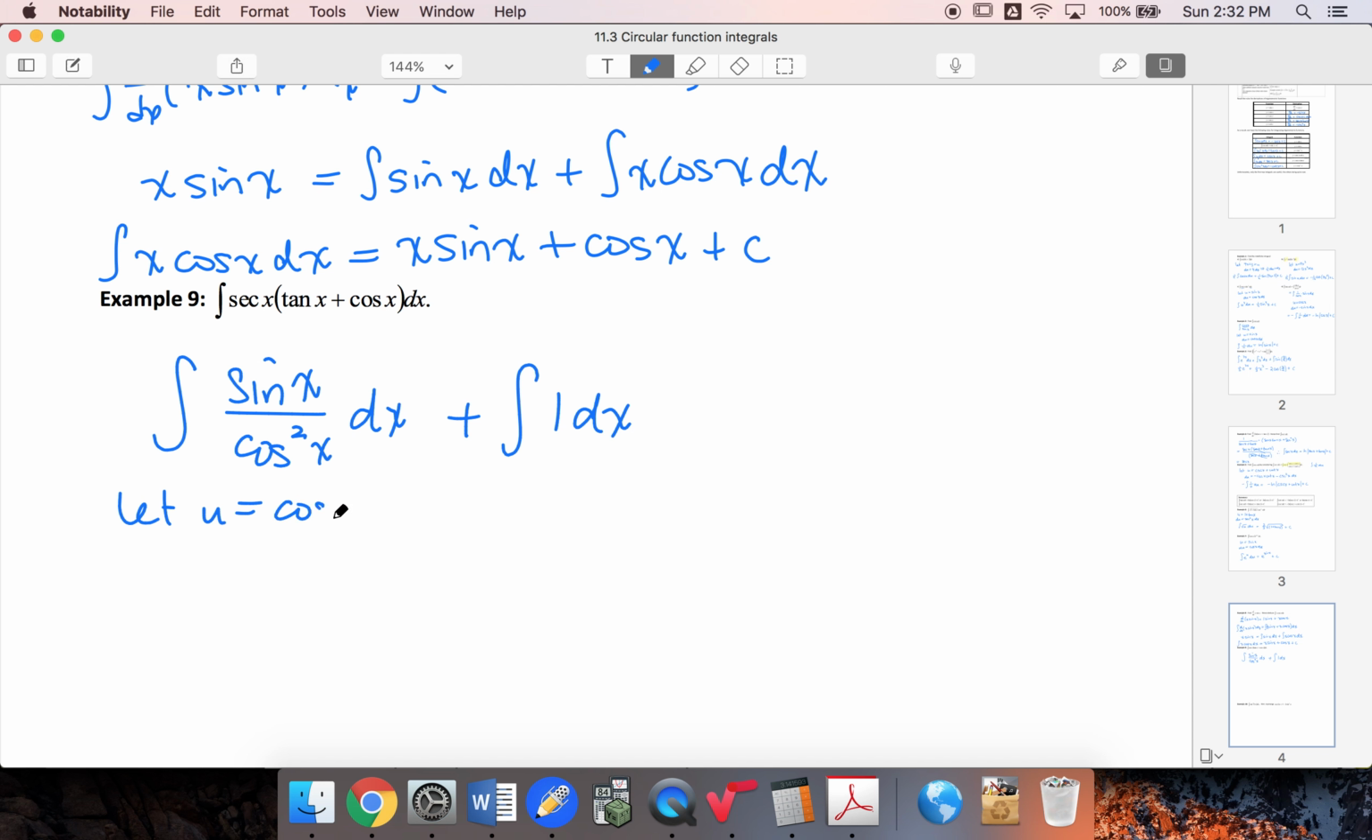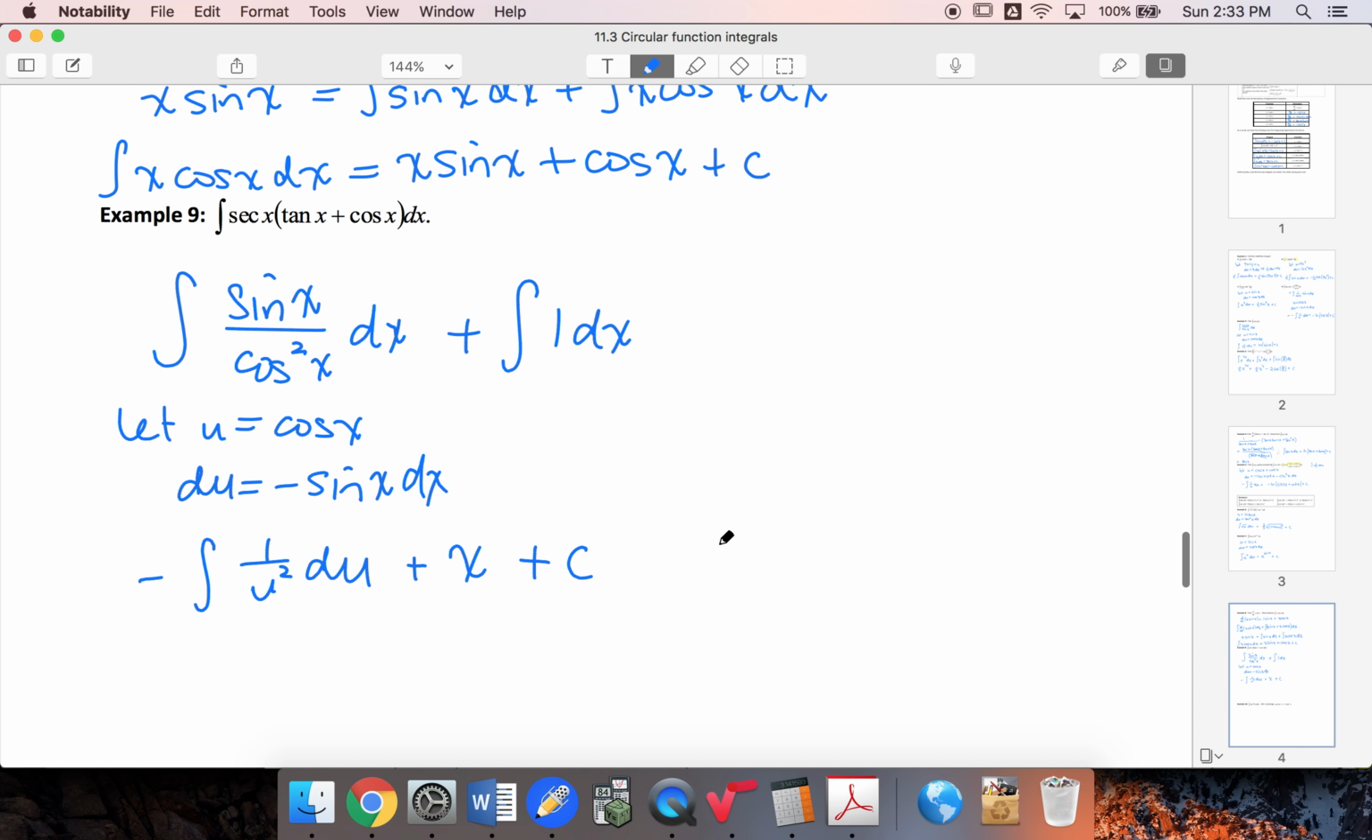If we let u be our cos x, then du dx, the derivative of cos, is negative sine, and I'm moving the dx to the other side. Of course, the negative I'll move to the other side because I've got sine dx, so I'll end up with negative integral 1 over u squared du, plus the integral of 1 dx is just x. I'll go ahead and add my constant now so I don't forget it.